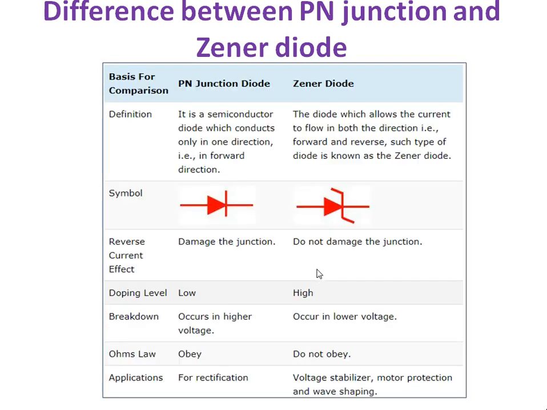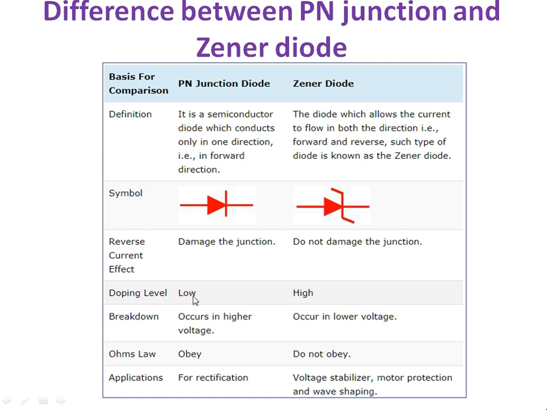And the difference between the PN junction diode and the Zener diode. Normally the PN junction diode is a semiconductor diode which conducts in only one direction, because in reverse bias the current is almost zero. But the Zener diode conducts current in both directions, during forward bias and reverse bias. This is the symbol. And the reverse current effect may damage the junction in a PN diode, meaning once the voltage reaches the breakdown voltage, your diode will be damaged. But here the diode is not damaged.